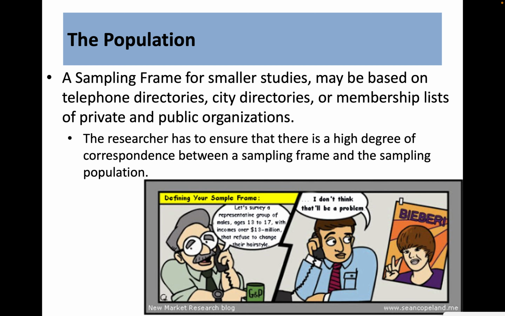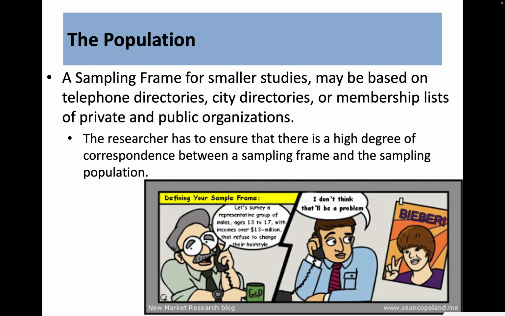A sampling frame for smaller studies may be based on telephone directories, city directories, or membership lists of private and public organizations. The researcher has to ensure that there is a high degree of correspondence between a sampling frame and the sampling population.